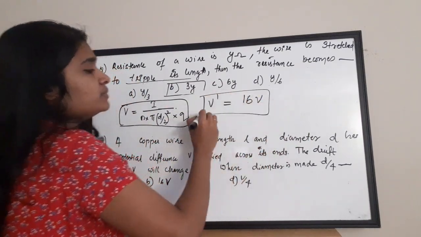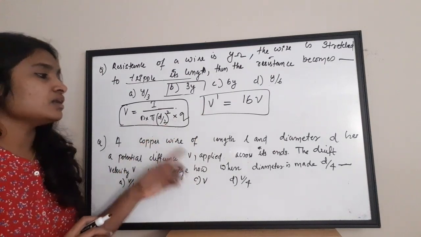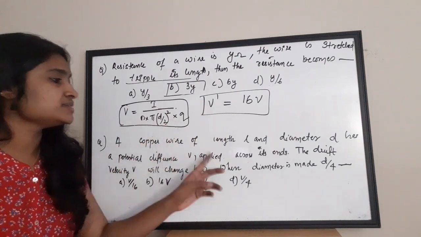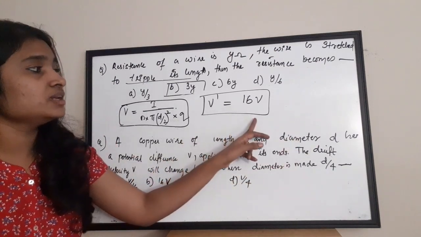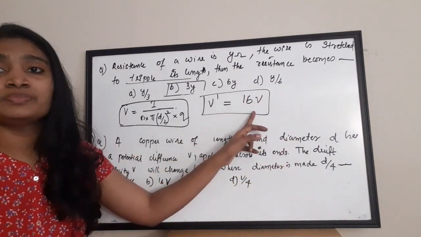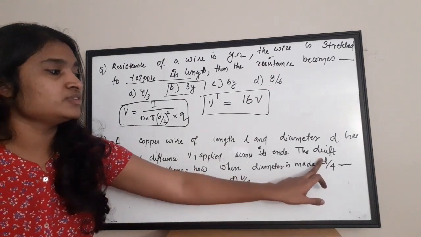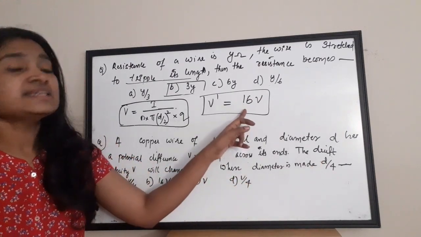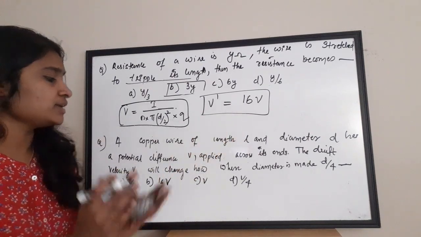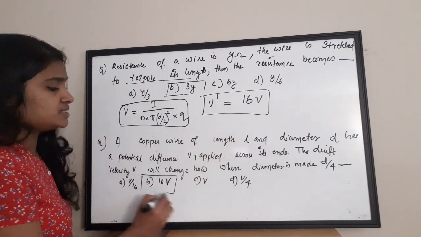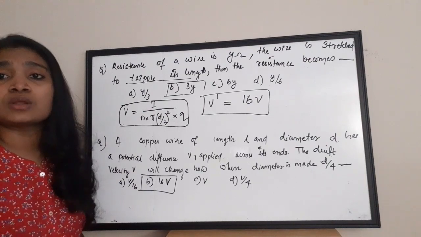So when the diameter of your copper wire or conductor is made D by 4, the drift velocity will increase by its square times. That is, if it is D by 4, then 16V will be your new drift velocity. Okay, so the correct answer for this question is option B, which is 16 times, or 16V.